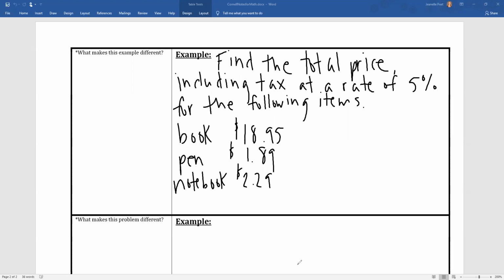Okay, so what's different about this example compared to the one that we just did? So now I'm going to take out a colored pencil. What makes this example different is now I'm buying multiple items. Before I was just buying one thing. Please make sure you write that in colored pencil so when you refer back to your notes, it stands out to you.